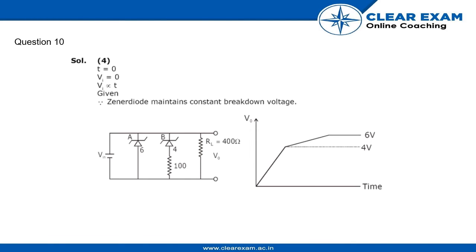So the answer is 4, but why? Because at t equals 0, V input equals 0, and V input is going to be directly proportional to time. So if the time increases, the input voltage increases. Okay, so the Zener diode maintains constant breakdown voltage, so it is going to be answer 4.